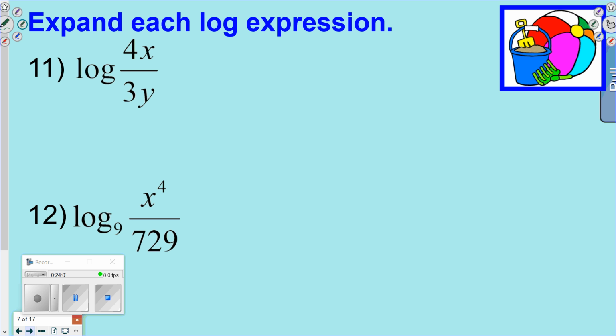Okay. So expand each log expression. So we're still expanding. But there's a little more going on. We really need to kind of talk about one part here. So number 11, how many times will you write log? 4 times. You have a 4, an x, a 3, and a y. All of them get split. Now, there's 2 different ways you could do this. And personally, I don't care which method you choose. I think one method's easier than the other, but we'll see what you guys think.